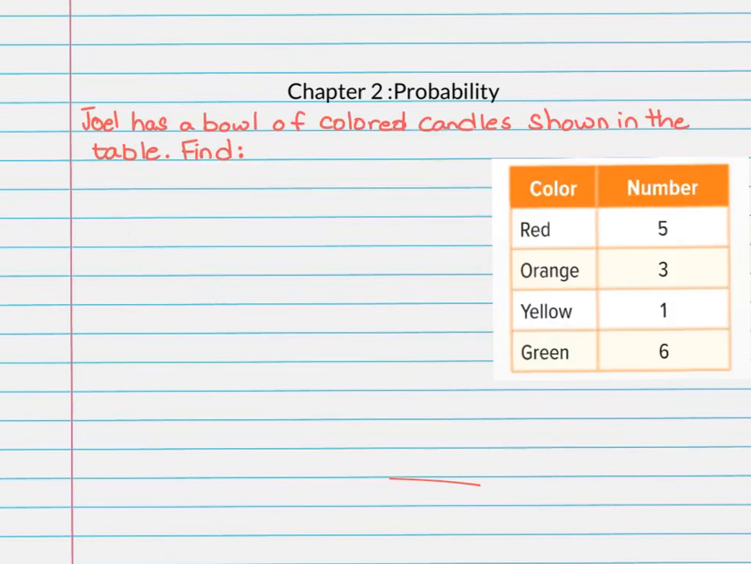Another example, Joel has a bowl of colored candles shown in the table. Now, they need us to find, as in the first example, the probability of taking from the bowl a candle that is red. As we said, step number 1 is finding your total. Here the total is not given. How do we get the total? By adding how many candles we have. So we have to add 5 plus 3 plus 1 plus 6 to give us a total of 15 candles.